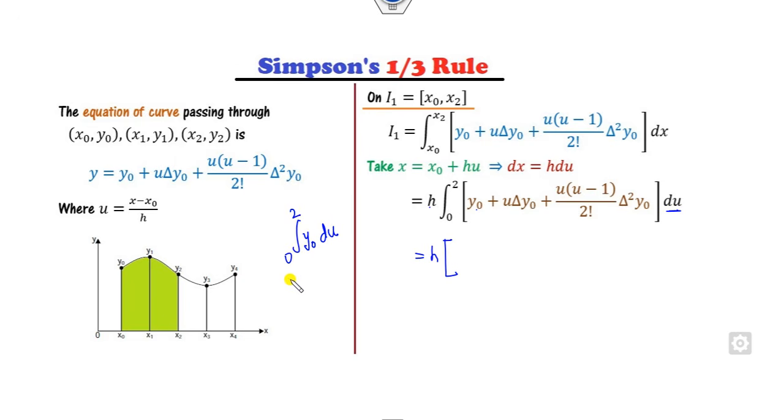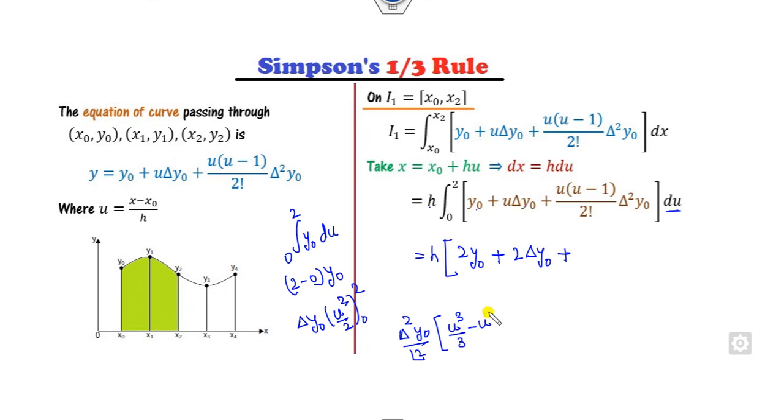So y0 is a constant, so this is my (2 minus 0) of this, so it is my 2y0 plus... what is the integration of this? Delta y0 is outside, it's u square over 2 from 0 to 2, it is my 2 delta of this. In this case, delta square y0 over 2 factorial is outside. What is the integration of the u square? u cube by 3, u square over 2 from 0 to 2.